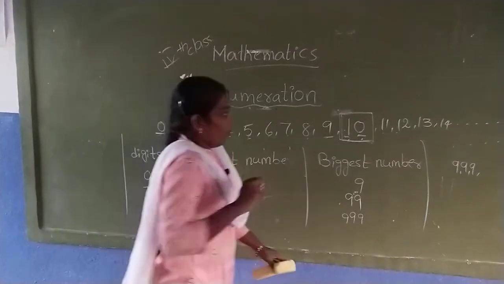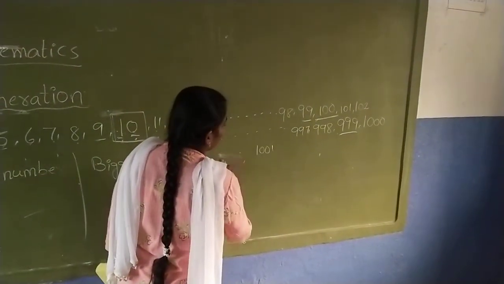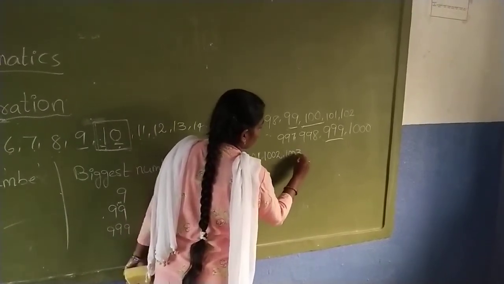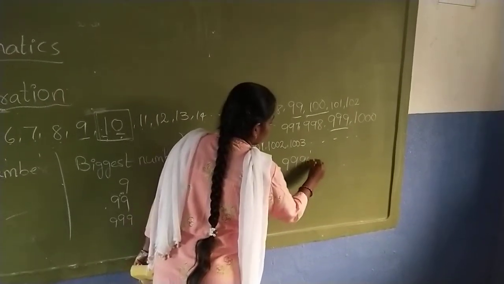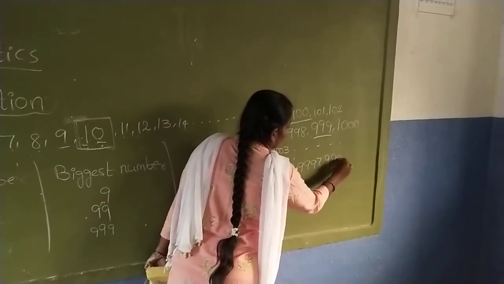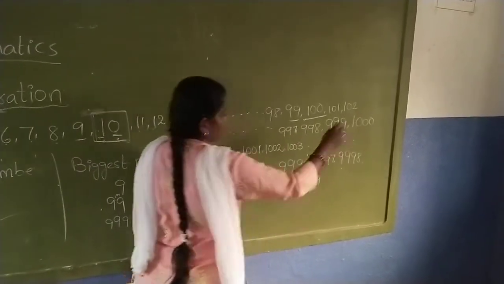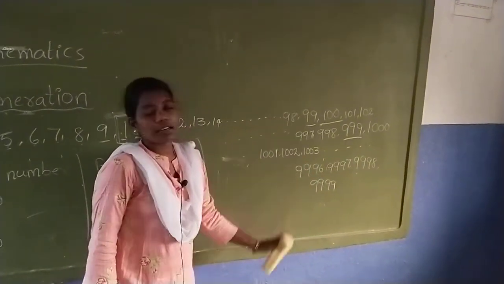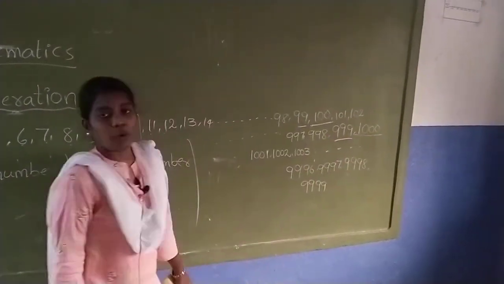In the same way, after 1000 we have 1001, 1002, 1003, like this, 9996, 9997, 9998, 9999. From 1000 to 9999, these are called four-digit numbers because each number has four digits.